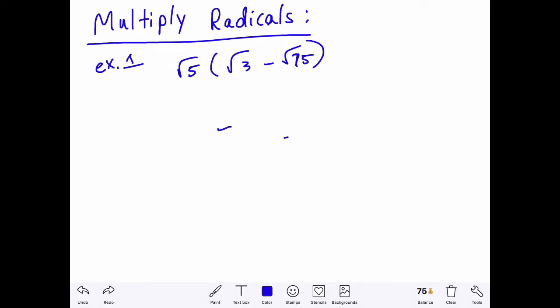Let's look at multiplying radicals here, continuing in 9.1. When we multiply radicals, we use the distributive property. With this one, I have something out front of parentheses. It's going to go to both terms. We multiply what's underneath by what's underneath, in other words, the radicand by the radicand. So that'd be the root of 15 minus the root of 375.